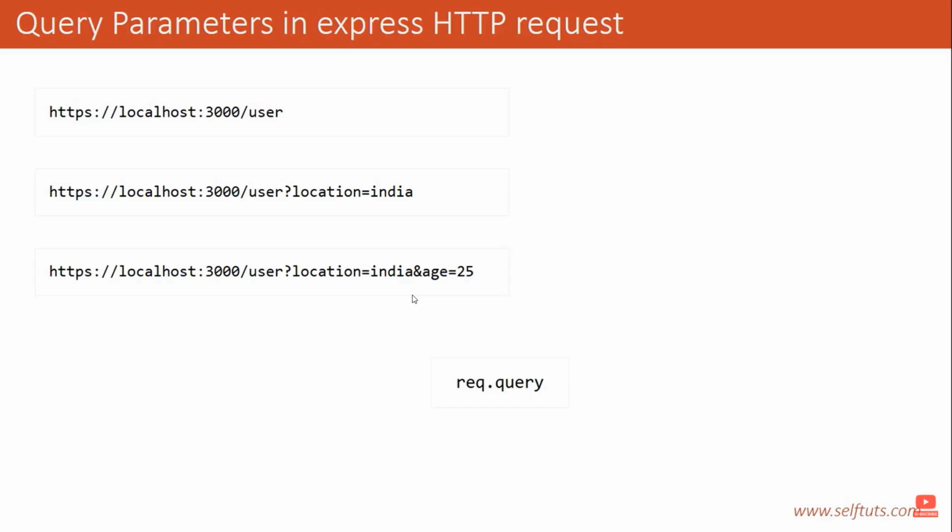Now the question arises: how to access these query parameter values, like what the key and the values are. It is a very simple thing to access. If you need to access it, you just need to write request dot query in your route handler. So we will see that.